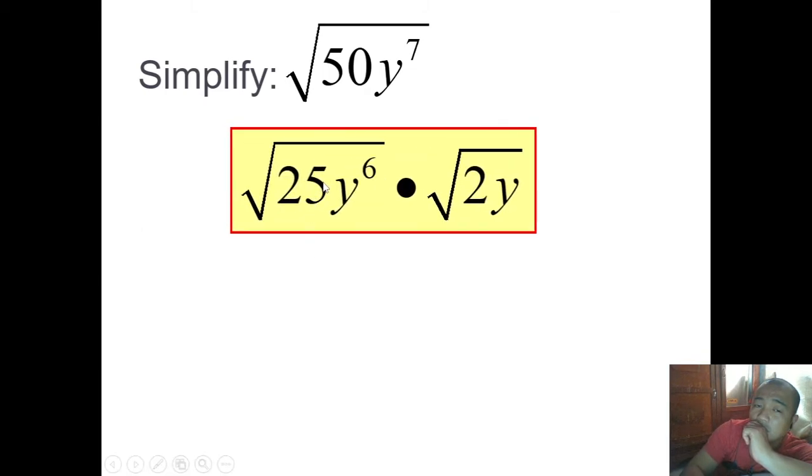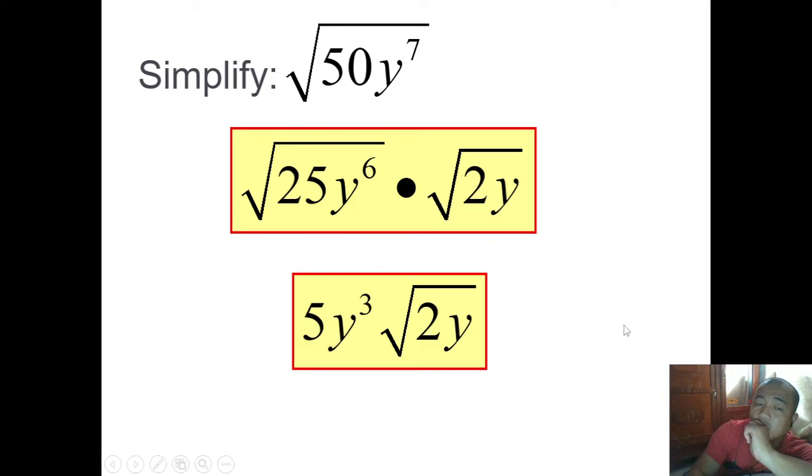Square root of 50y to the 7th. Factor 50, and also y to the 7th, y to the 6 times y. Yung 50, 25 times 2. So the square root of 25y to the 6 times 2y is equal to the square root of 50y to the 7. So we can now simplify this part. 5y cubed square root of 2y is the answer.